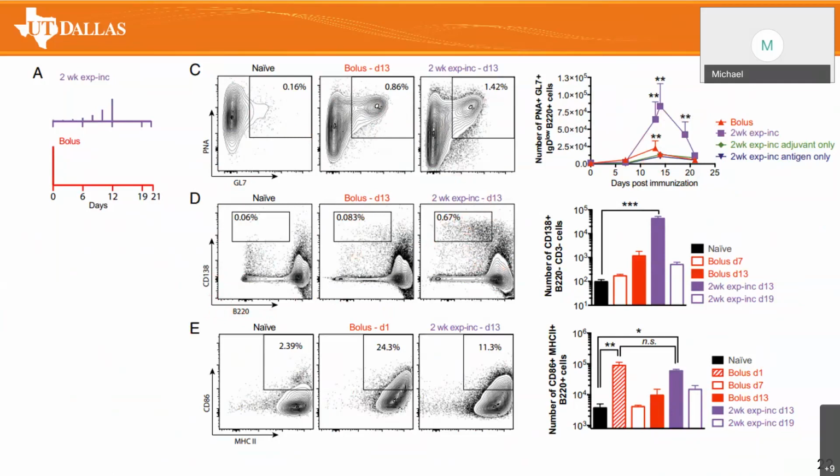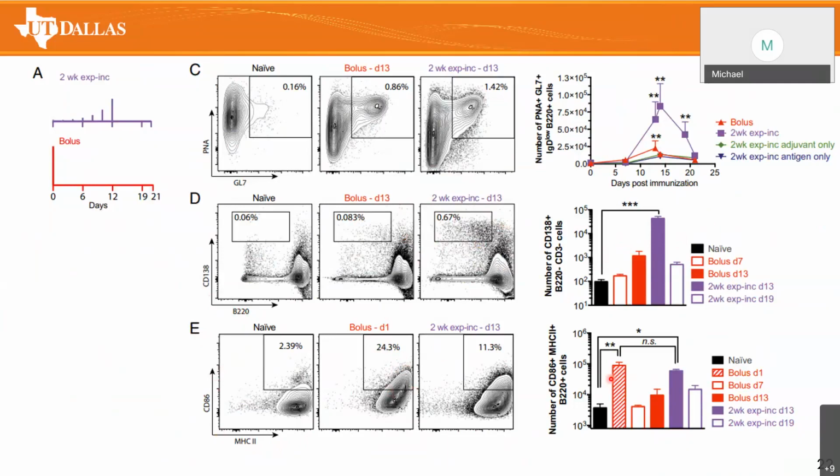And this is just the number of cells that they have on the right of the flow cytometry data they got. And then E is looking at activated B cells. So this is CD86 positive and MHC2 positive. And so what they found here was the bolus at day 1 had a higher amount of activated B cells.